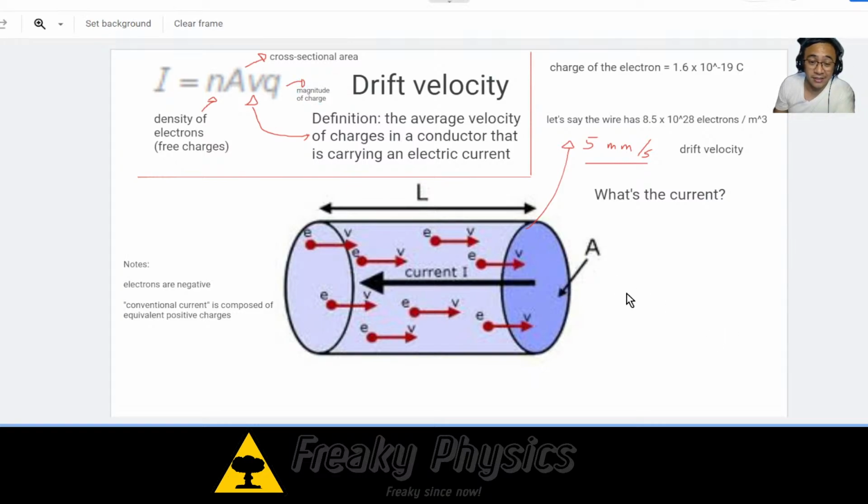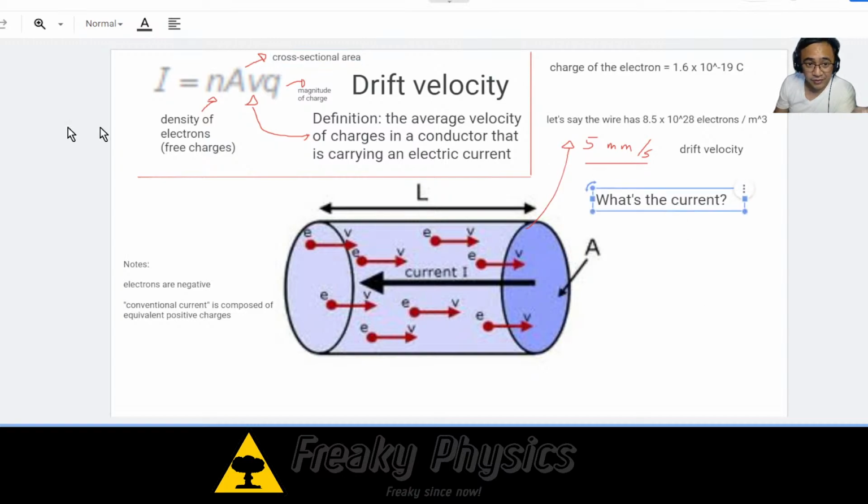Before we calculate it, let's see if it makes sense. The amount of current is basically how fast the charges flow. The amount of charge that flows depends on two things: the magnitude of the charge and how many of those charges are moving. Of course, the faster they are moving, the more charge flows through. And the bigger that cross-sectional area, the more charges can flow through. So increasing all of these would increase the current. So what's the current? All we have to do now is put our values in.